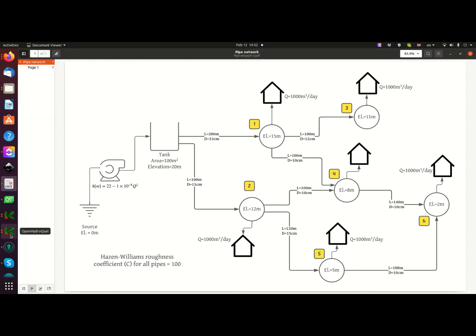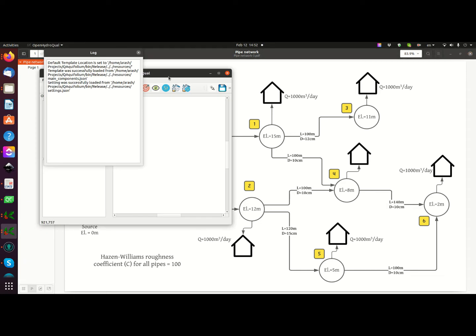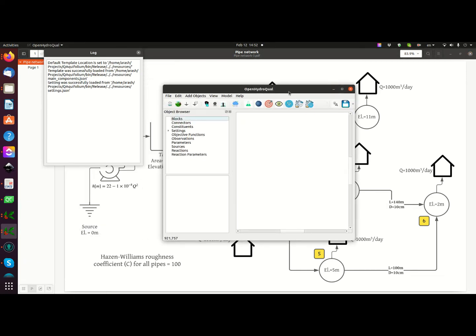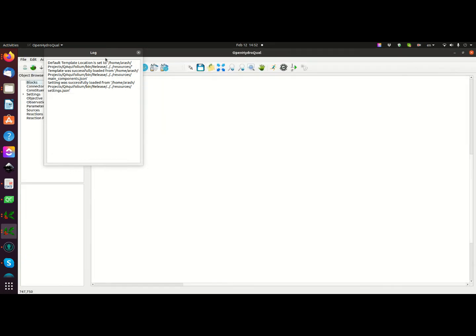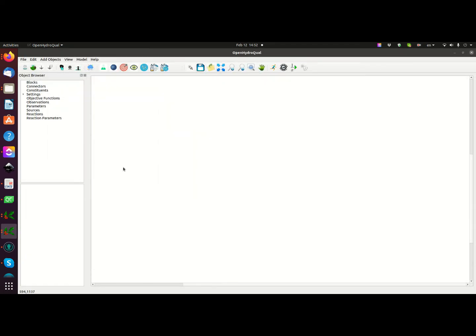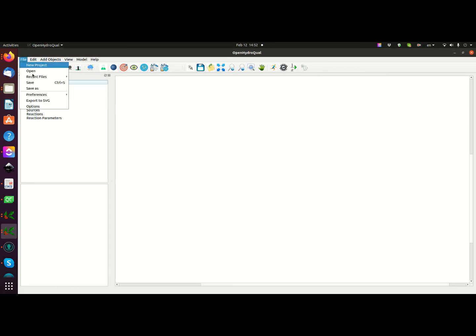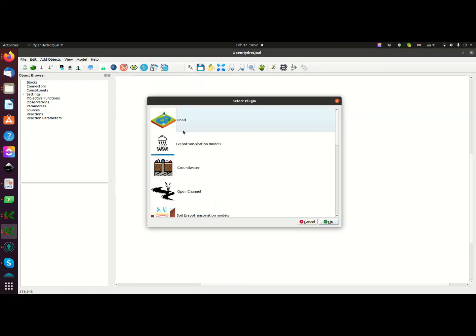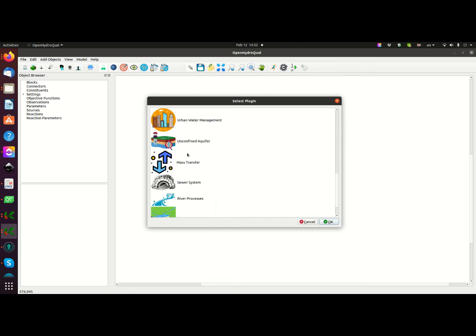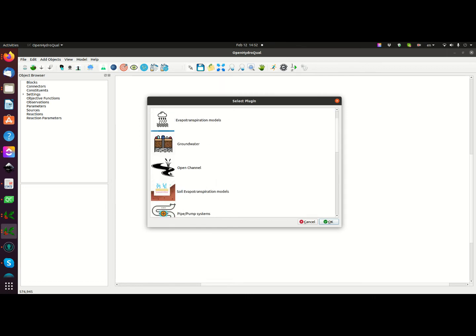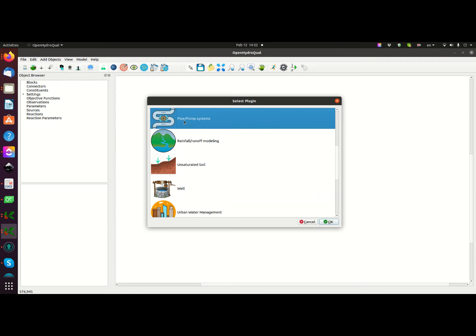Okay, so let's get started. I'm going to start OpenHydroQual, and let me move this away. What I'm going to need to create this model is this plugin, which is called pipe slash pump systems.